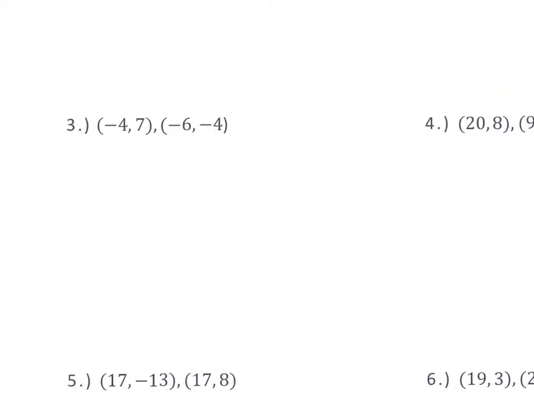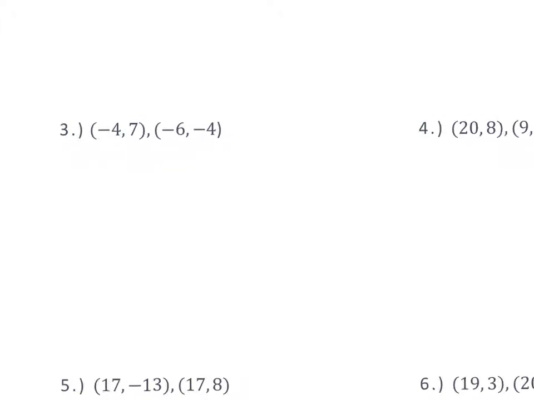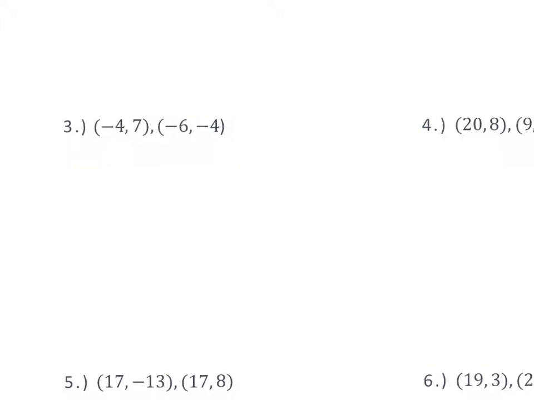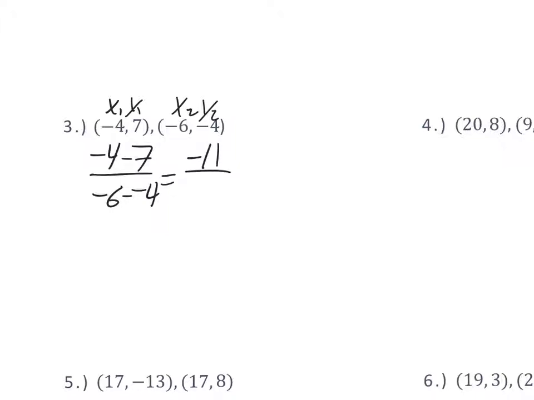For this next one, I have x1, y1, x2, y2, so negative 4 minus 7 over negative 6 minus negative 4. So negative 4 minus 7, that's negative 11 over, these become pluses, so negative 2. So that becomes positive 11 over 2. If there is a negative on the top and the bottom, they cancel out, so it all becomes positive.